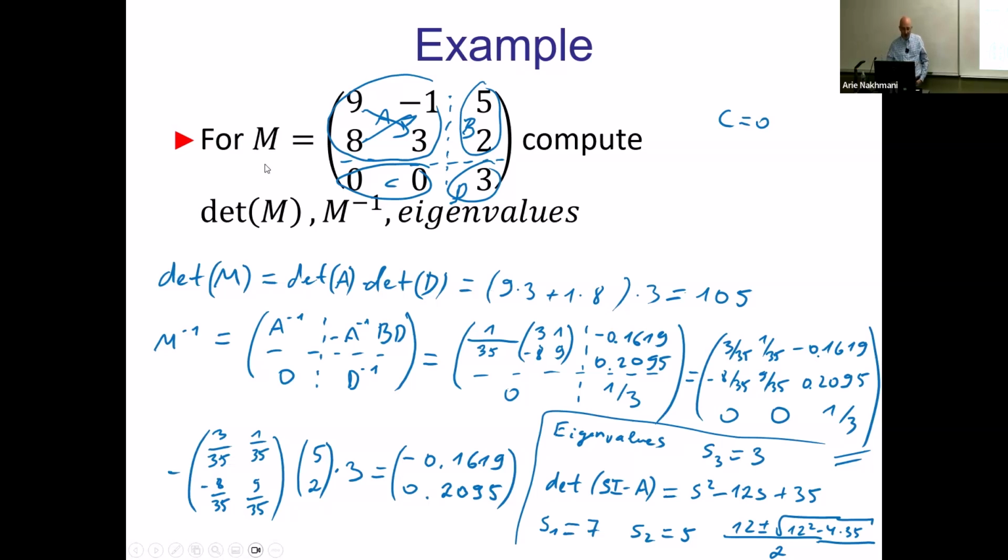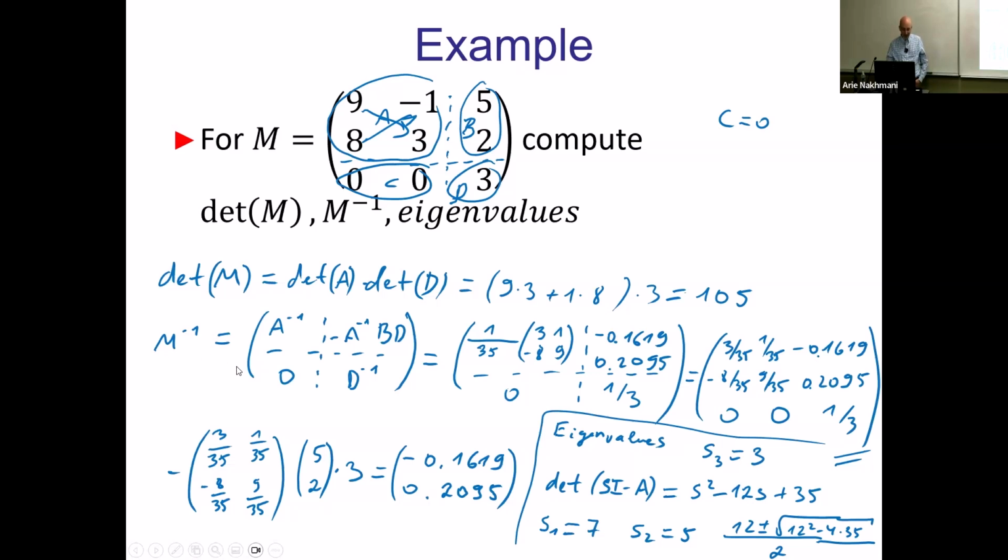So to compute the determinant, all I need is the determinant of that thing times the determinant of that thing, because it's a block triangular matrix now. So this will be the determinant of A, which is that matrix. This is matrix B, C, and D. See, I draw this number here. So it will be 9 times 3 minus 1 times 8, and times 3, which is the determinant of a scalar, the same number. Okay, you will get 105.